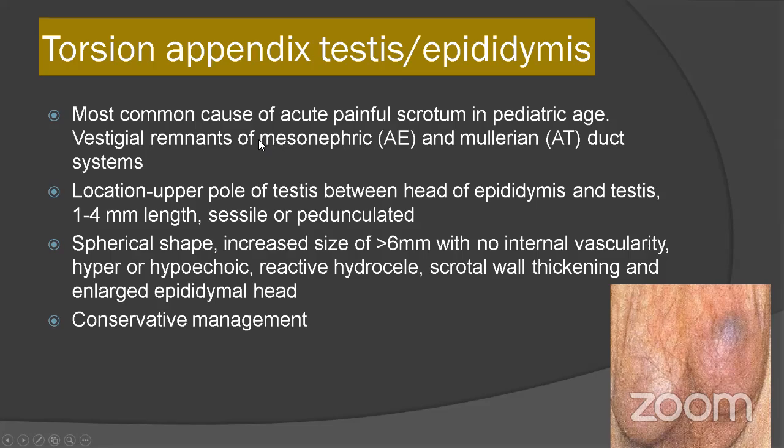And you see these appendages, which are remnants of the mesonephric duct, which is the epididymal appendage, or the Mullerian duct, which is the testicular appendage. And the location is classic. If you see a spherical shape, increased size of greater than 6 millimeter maximum dimension, no internal vascularity. It could be hyperechoic or hypoechoic. You might see a small reactive hydrocele, scrotal wall thickening, an enlarged and hyperemic epididymal head, which is reactive. You can make the diagnosis of torsion of the appendage. And the management is conservative, and that's a classic blue dot sign that's seen on clinical examination.